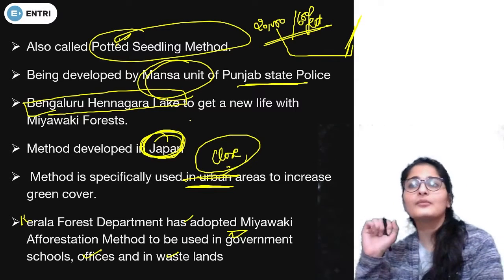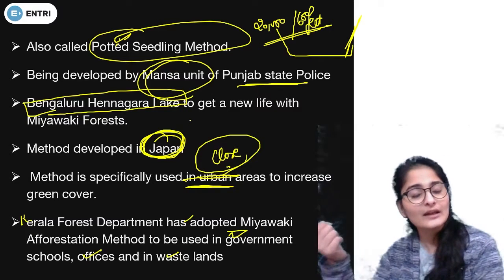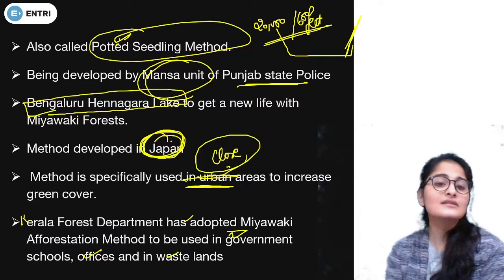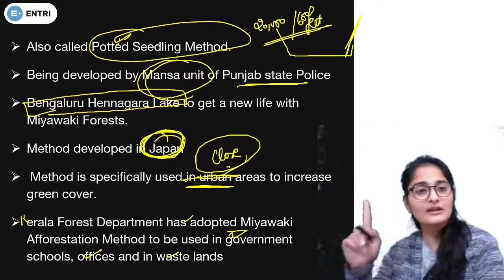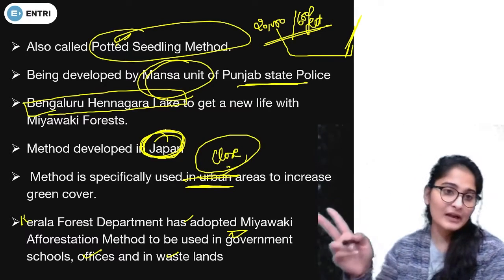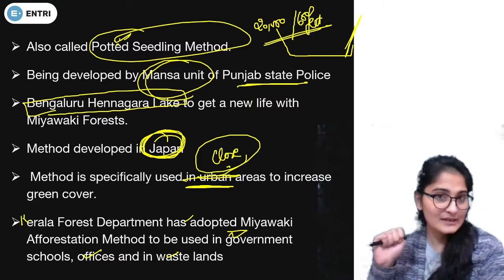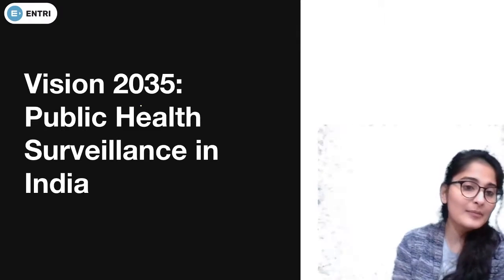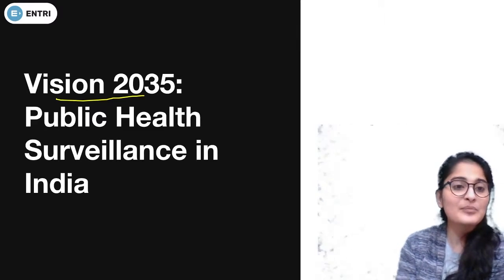Now, plantation over here is very close. So over here, we can expect a few questions from the biology segment. That is, which is the denser, better way of afforestation in urban areas. Whereas current affairs questions can be: the Miyawaki method has been developed in which country? Then what is the other name of the Miyawaki method of plantation? Then we can have a question on where it is being implemented in India.